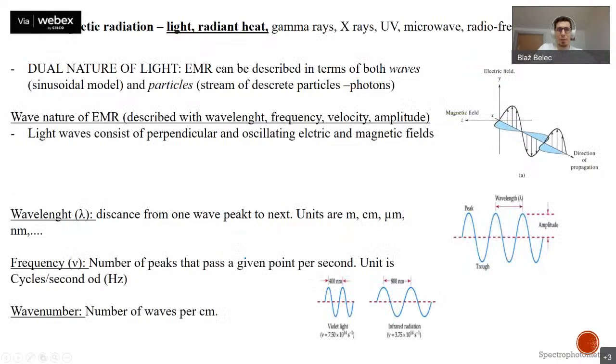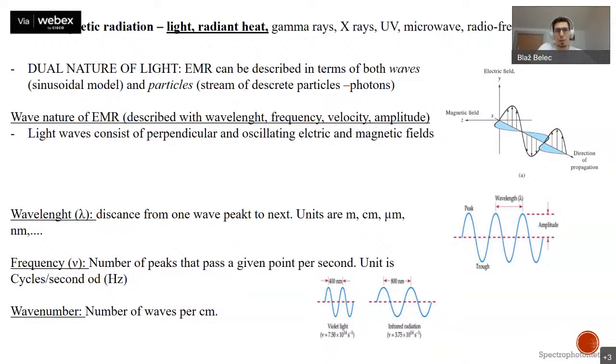So electromagnetic radiation is light, radiant heat, gamma rays, X-rays, UV, and so on. But it's very interesting that it has the dual nature of light. It can be described in terms of both waves, so sinusoidal mode, or particles, so a stream of discrete particles, photons. If you remember, Albert Einstein was also wondering about this and described that the sun gives radiation that is not just waves, but can also be particles.